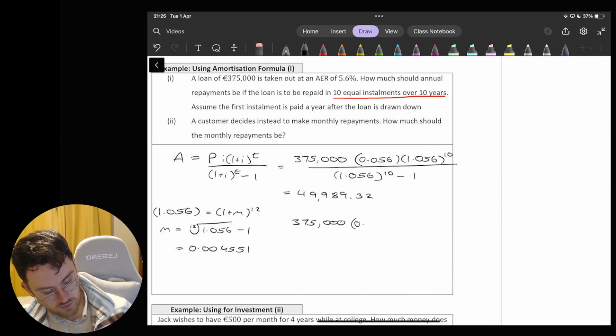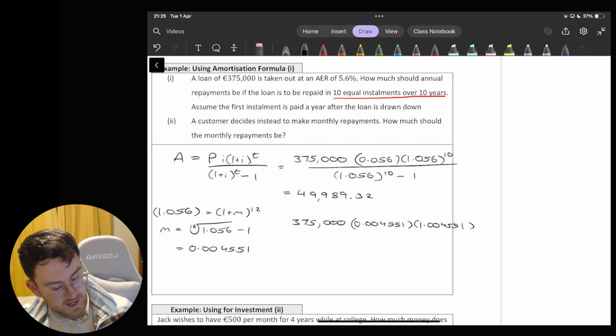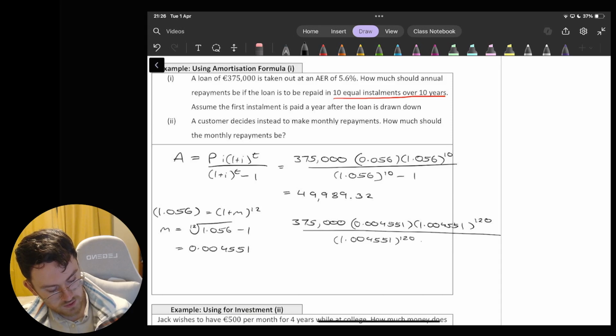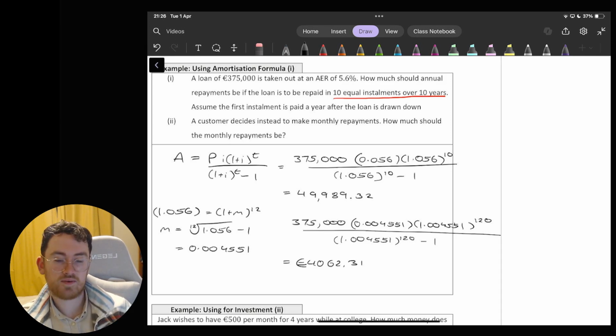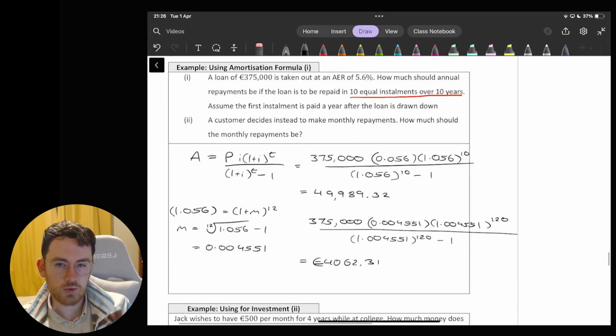Okay, so setting it up in the same way again, the principal has not changed. The interest rate, of course, has changed because now it's compounded monthly, so we would be incorrect to use the same interest rate. It's 10 years, but we want to make monthly repayments for that same length of time, so 120. 1.004551 for 120 months minus 1, and that gives me €4,062.31 in terms of my repayments there. So slightly smaller repayments if I'm repaying monthly as opposed to repaying yearly.